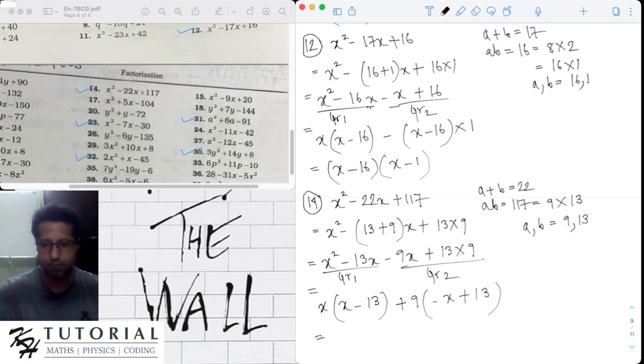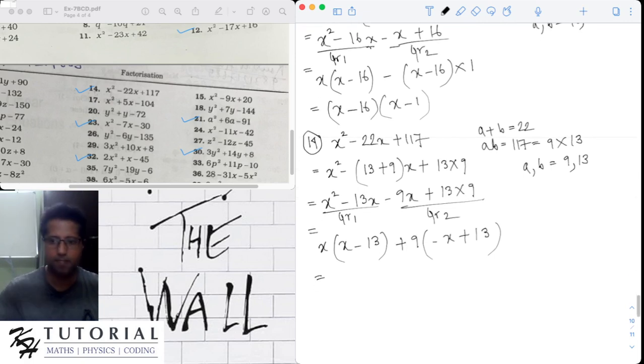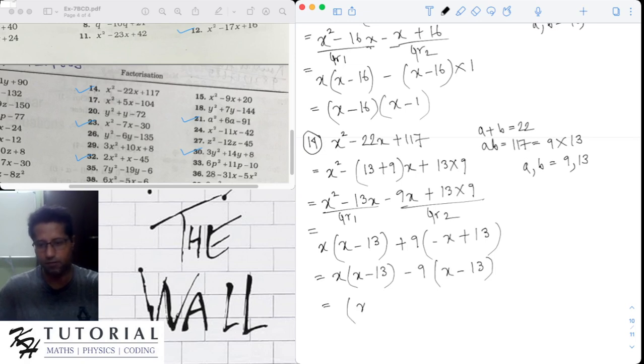So this is x into x minus 13, and from the second group you can take minus 1 common, and you have minus 9 into x minus 13. Now you see x minus 13 as common factor from both the groups, and so the final factorization will be x minus 13 multiplied by x minus 9.